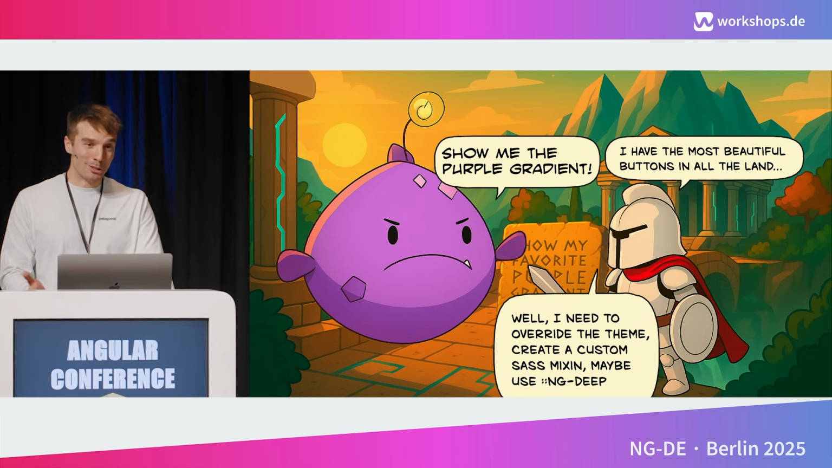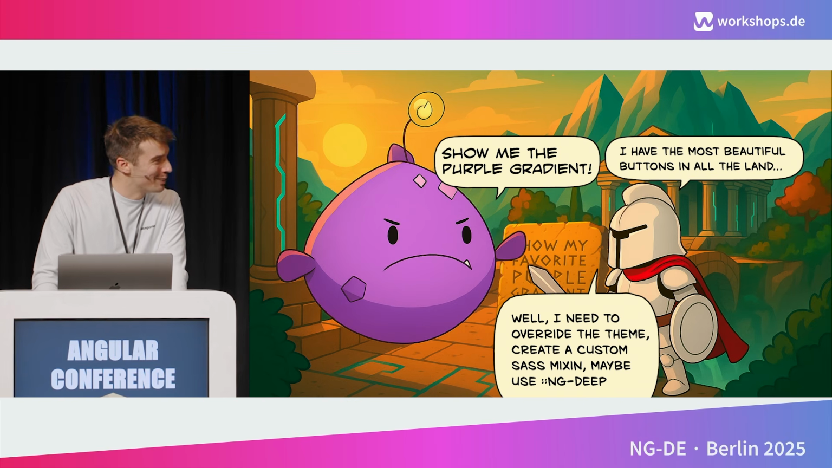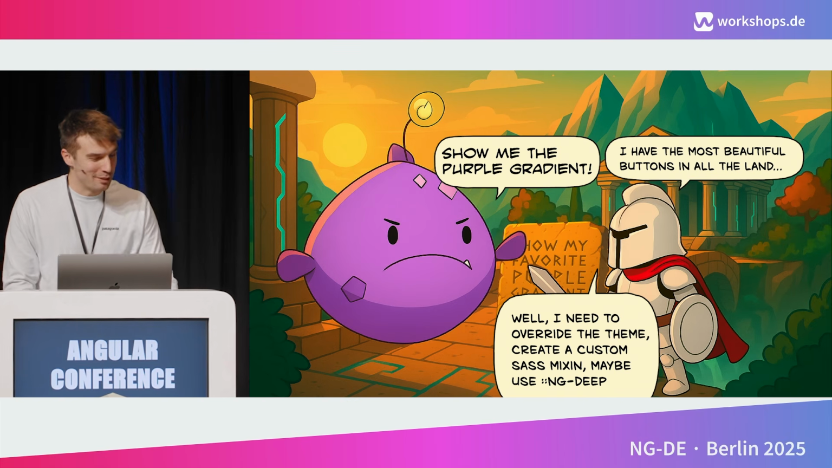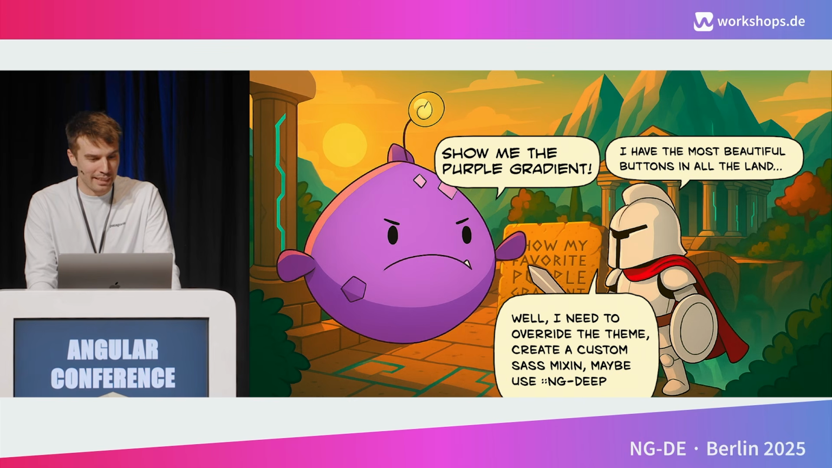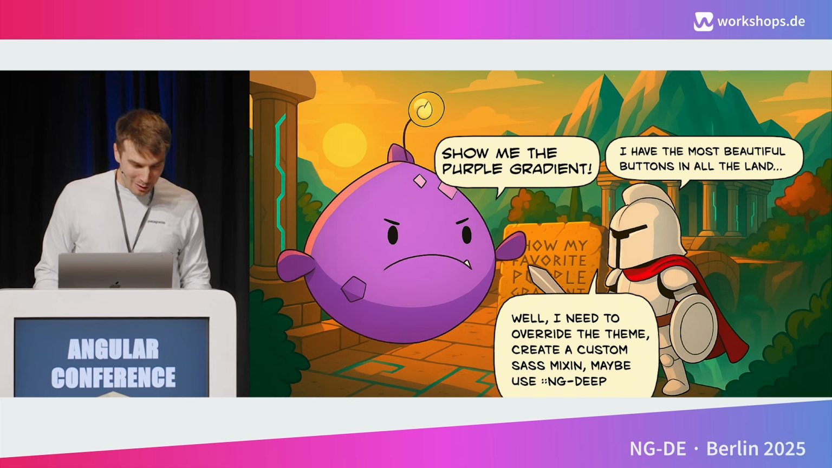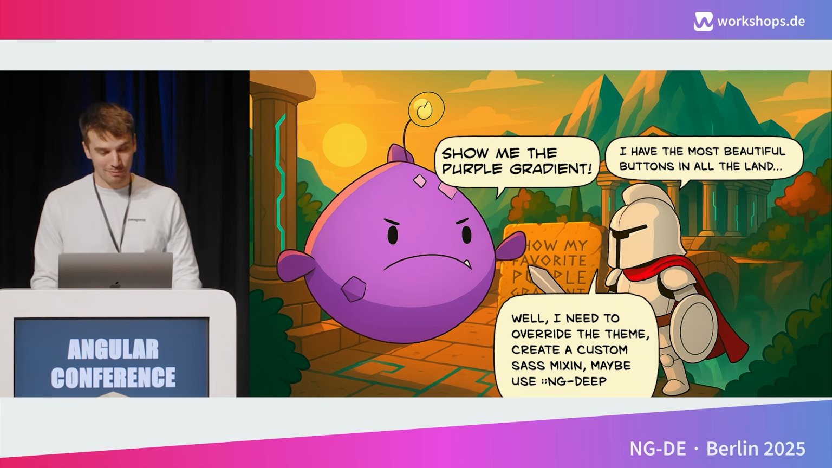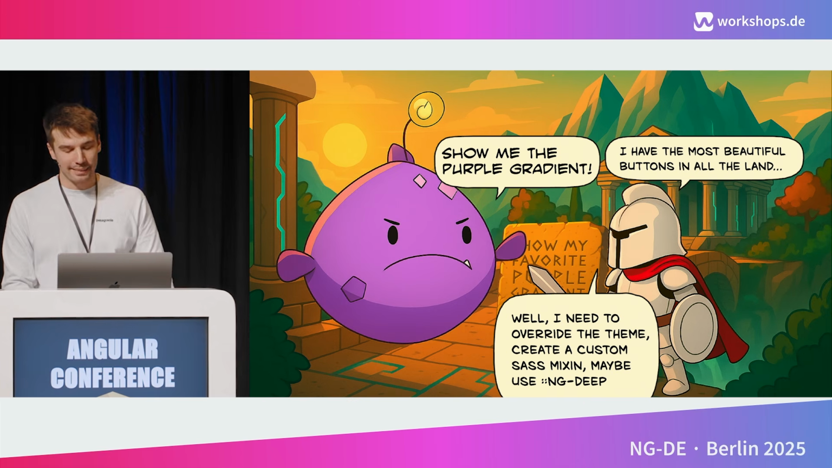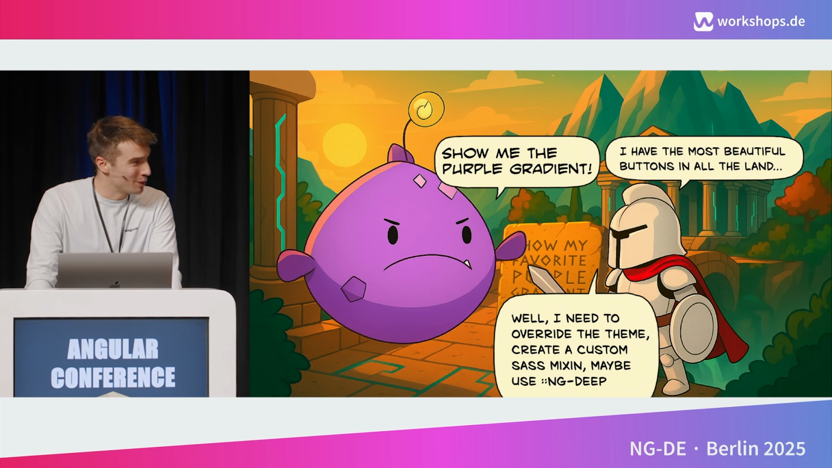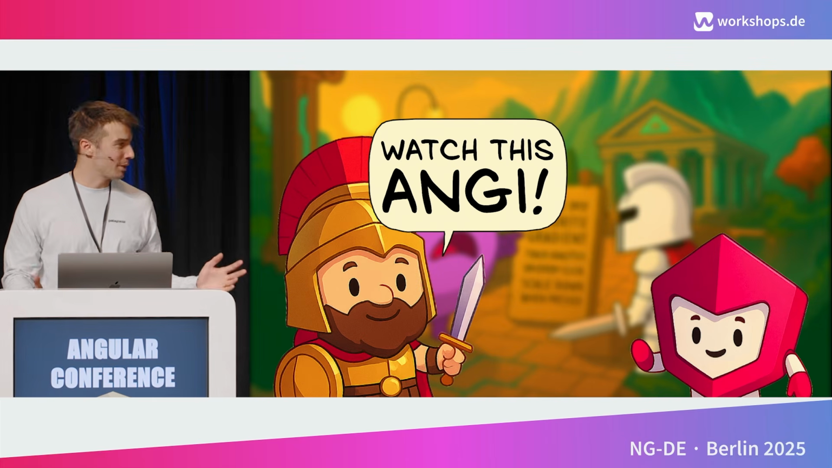All right, let's watch what happens when a Material warrior approaches in his beautiful armor. He knows he has the most beautiful buttons in all the land, but the anglerfish doesn't care about that, right? He demands him to show him the purple gradient. Well, you need to override the theme, maybe create a custom SASS mixin, and maybe even use ng-deep, right? It's not that easy. The armor is beautiful, it's just not made to be customized. Again, Leo steps forward with confidence and says, watch this, Angie.